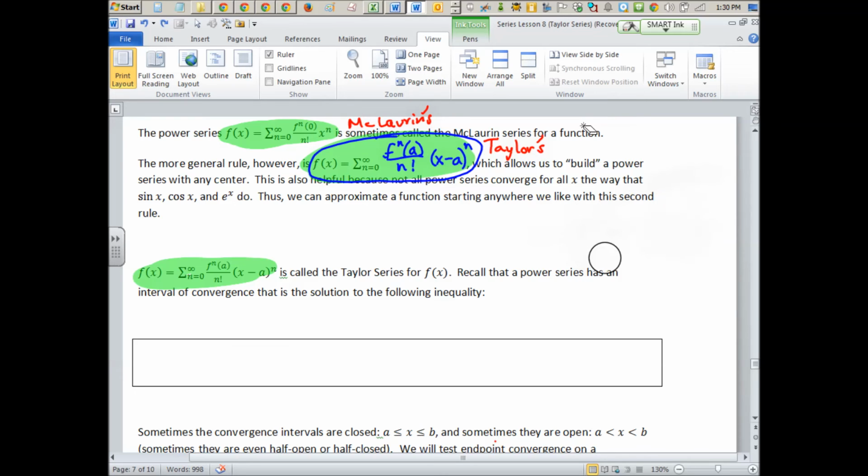Okay, so tomorrow you will get a list of Taylor series and Maclaurin series that you should memorize, and also what intervals they're valid on. Okay?